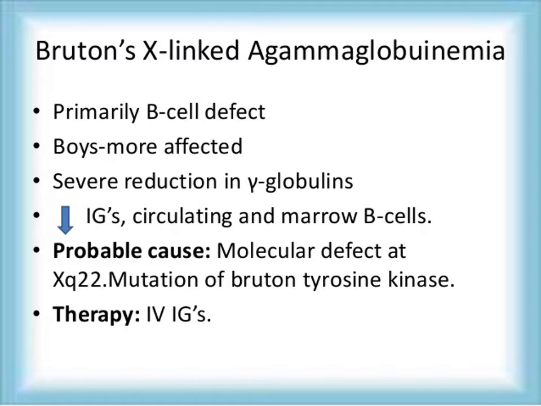Bruton's X-linked agammaglobulinemia. It's primarily a B cell defect, and boys are more affected. There is severe reduction in immunoglobulins in the body, usually, and the patients are susceptible to recurrent bacterial infections as there are decreased immunoglobulins and decreased circulating and marrow mature B lymphocytes in the body.